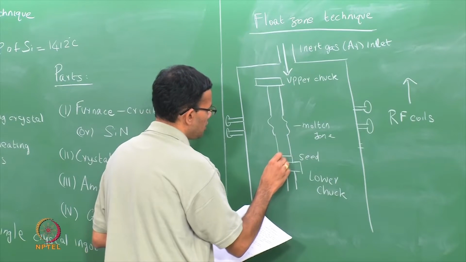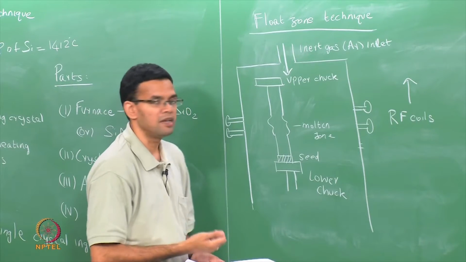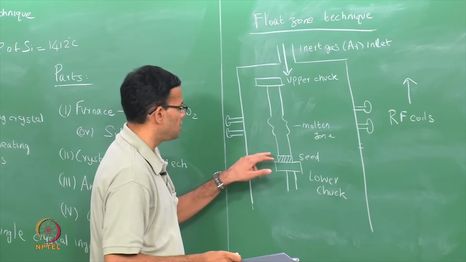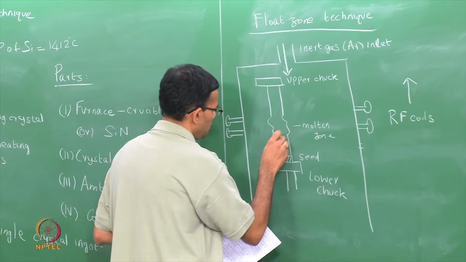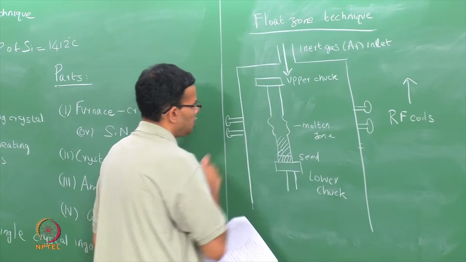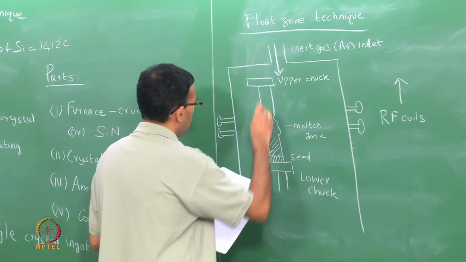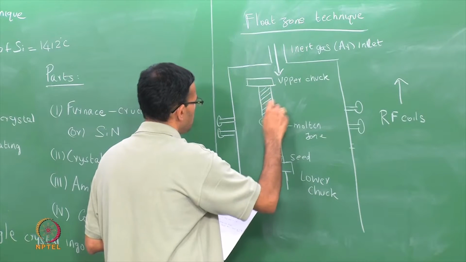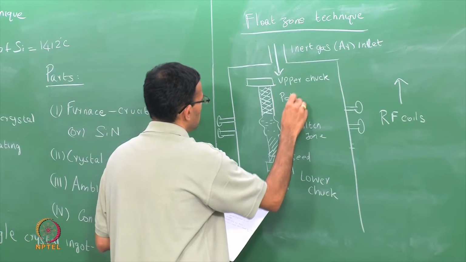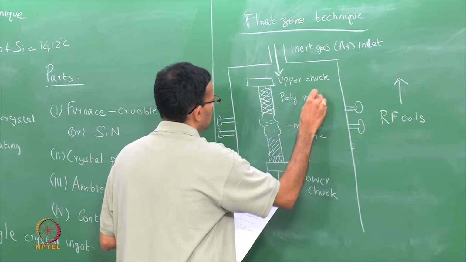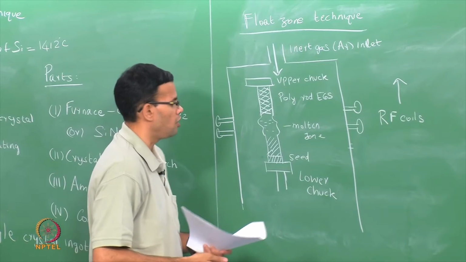So, the seed crystal is a single crystal, and as the ingot is melted, it recrystallizes and it takes the same orientation as that of the seed crystal. So, this region has the same orientation as that of the seed. There is a molten zone, and the region above is still the polycrystalline rod. So, let me just say poly rod to denote that it is polycrystalline.